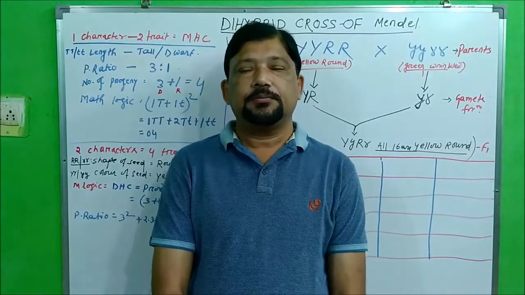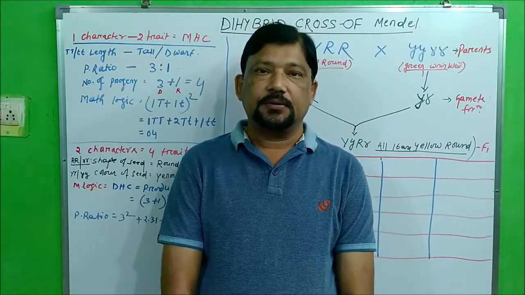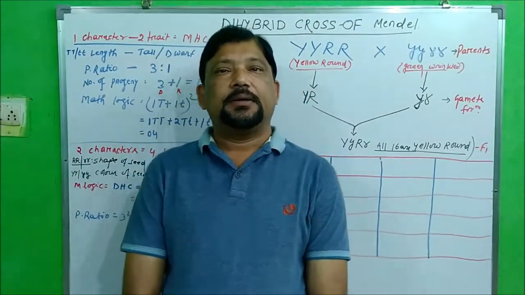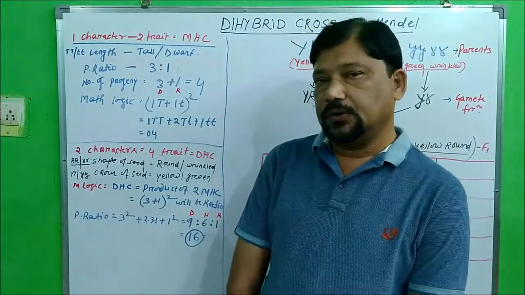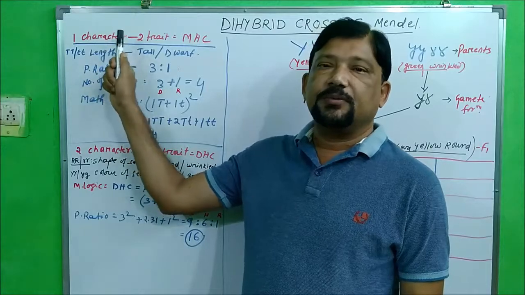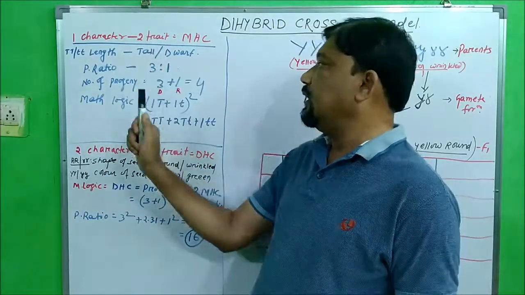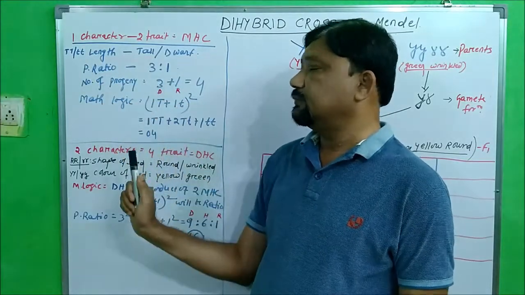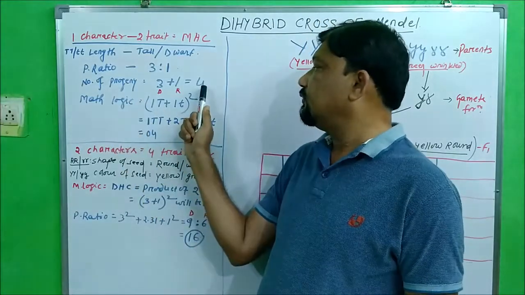The biology classroom. Today's topic is Mendel's dihybrid cross, back cross and test cross. Let's start with the last class, monohybrid cross. We have learned monohybrid cross is a cross which involves only one character and its two traits. And you have also observed phenotype ratio 3:1, and the number of progeny you got in F2 generation are 4.